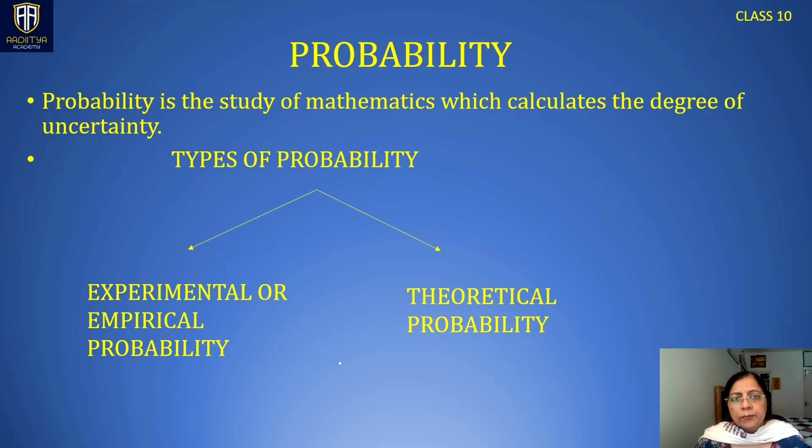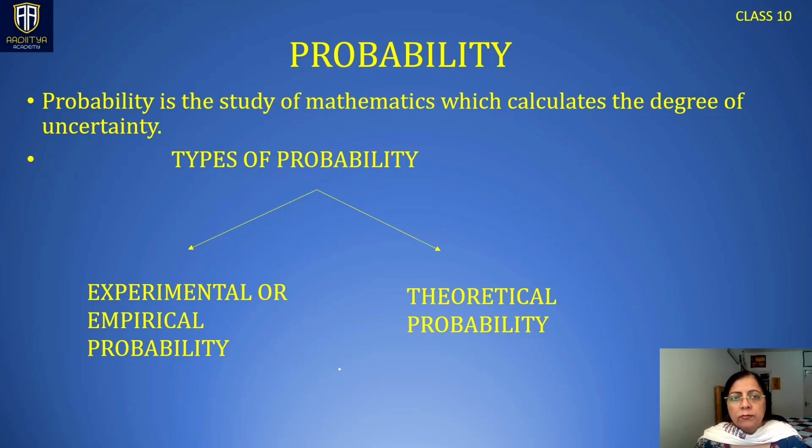What is probability? The word itself denotes possibility of occurrence of any event. So in mathematical terms, probability is the study of mathematics which calculates the degree of uncertainty. That means if an event can take place and there are chances that it may take place or it may not take place, and we have to find the mathematical measure of that happening, then we will be discussing these things. So this chapter is all about calculating the possibility of any event in mathematical terms.